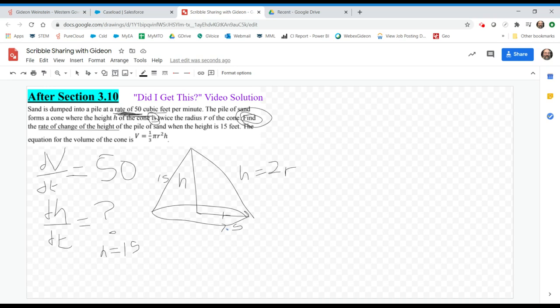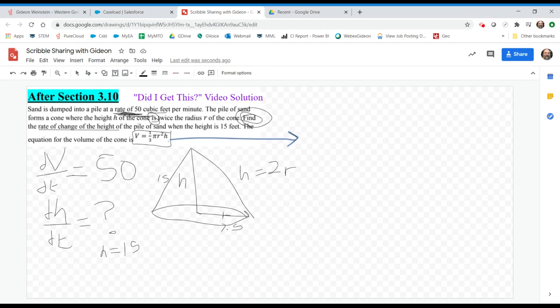Well, I did mention dh/dt. We want to relate these rates somehow. We're not given that relationship in the rates, but we are given a relationship in the original variables, the volume formula for this cone. So the way to make related rates out of a function, related variables, is to take the derivative.